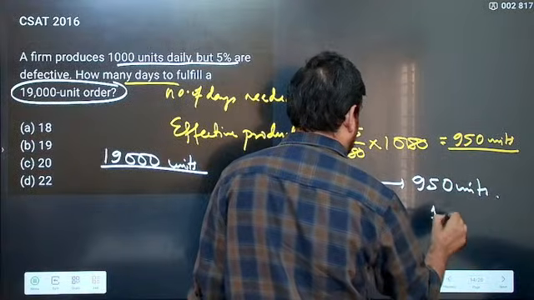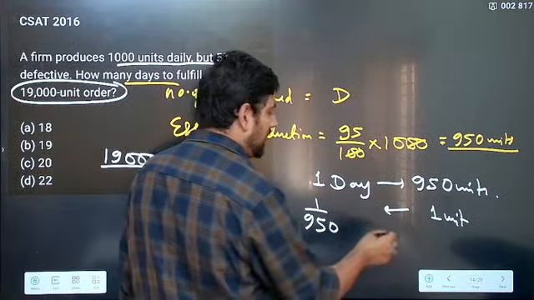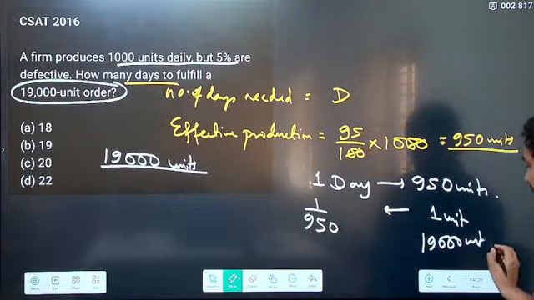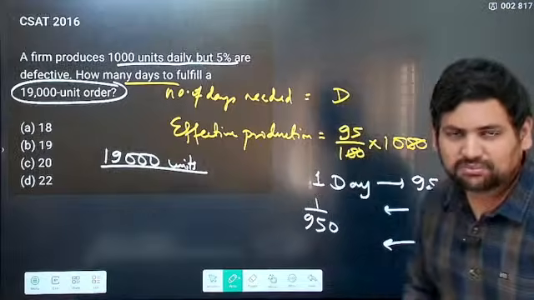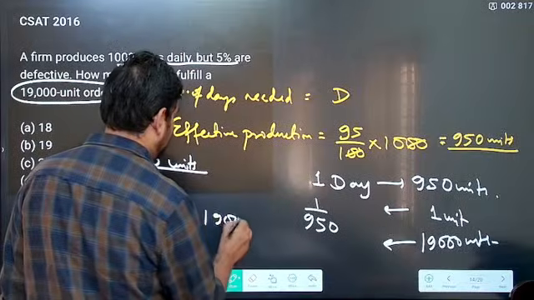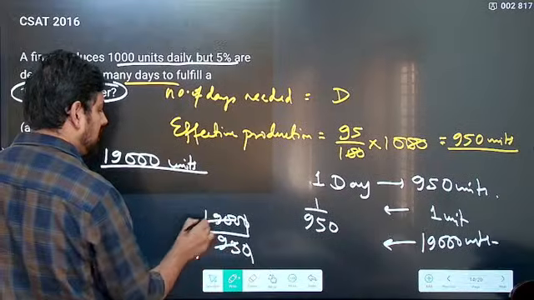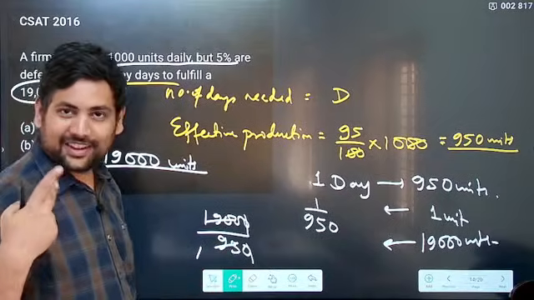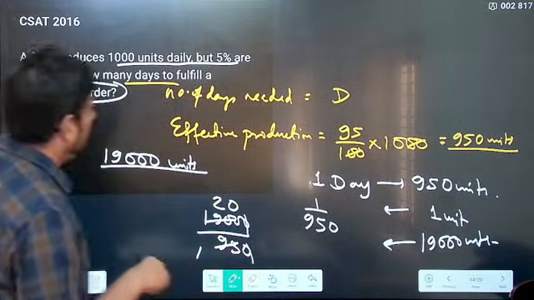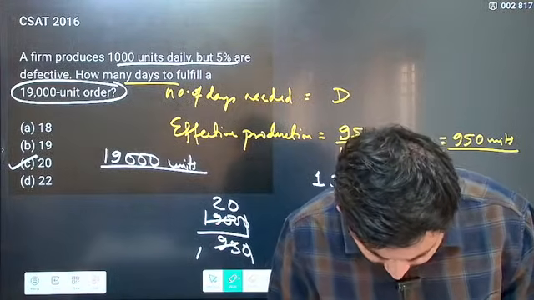That means 1 unit they make in 1 by 950 day. Then I ask you, in how many days will they make 19,000 units? So simple, just the whole concept. So this becomes 19,000 upon 950. Zeros cancel, 95 twos are 190, so this becomes 20. So the answer becomes C, 20 days required. Most of you got it correctly.